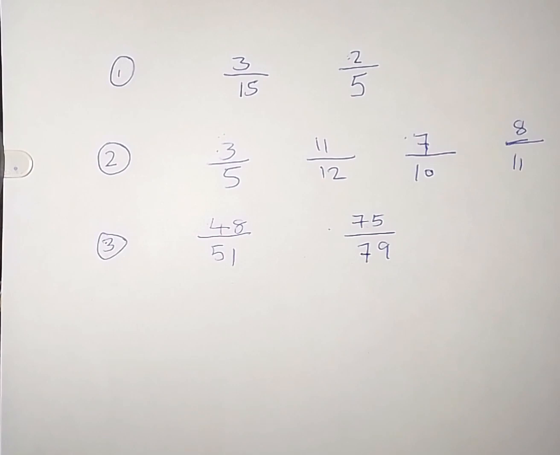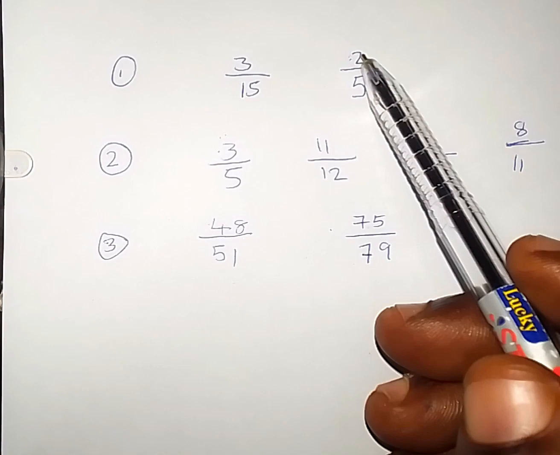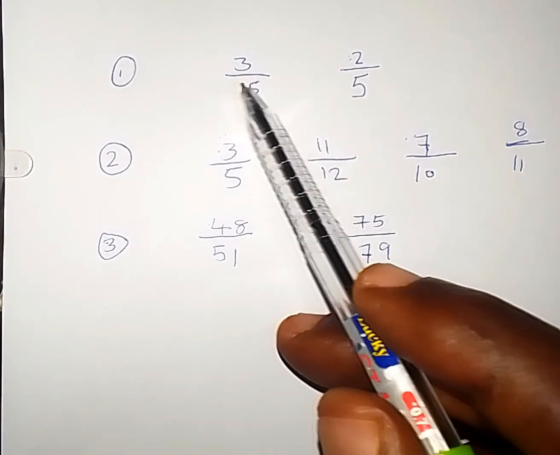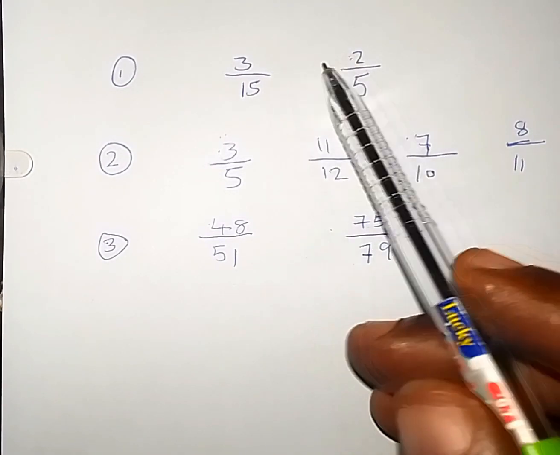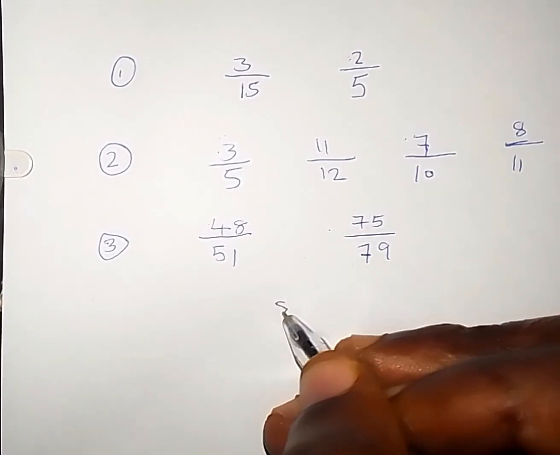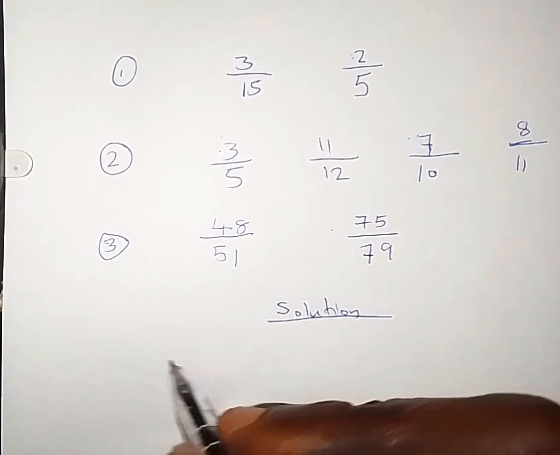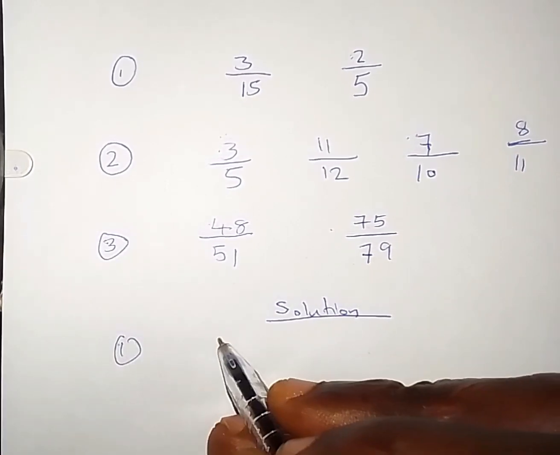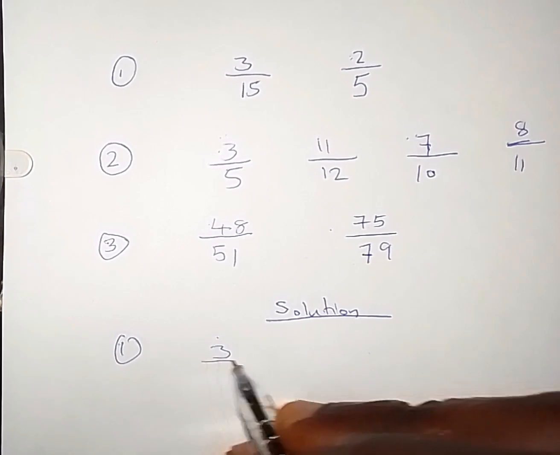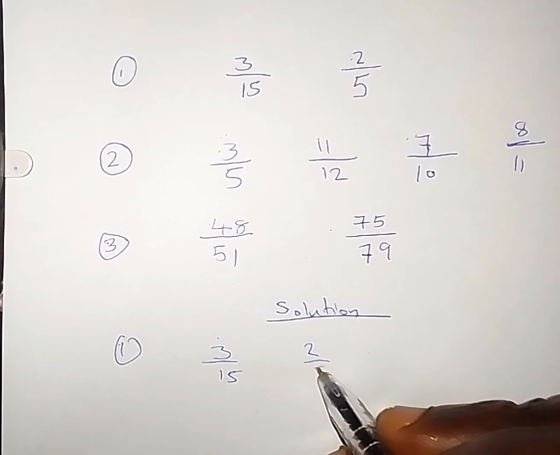Today let's look at which among the fractions is greater. The first question says 3 all over 15 and 2 all over 5. Which one is greater among these two fractions? Solution. First one, number 1. So you're having 3 all over 15 and 2 all over 5.